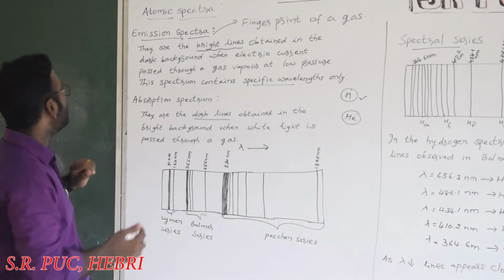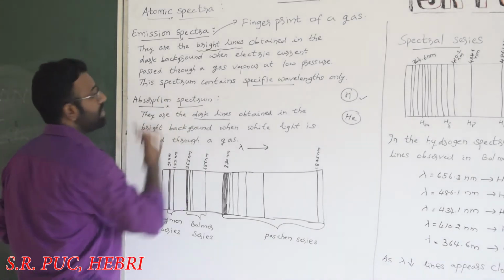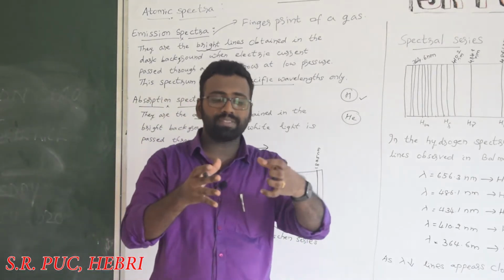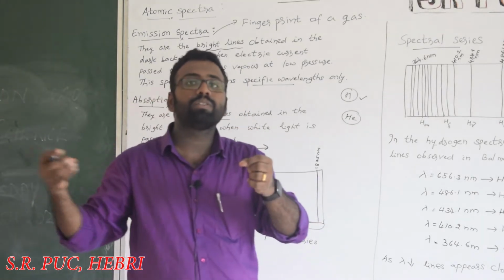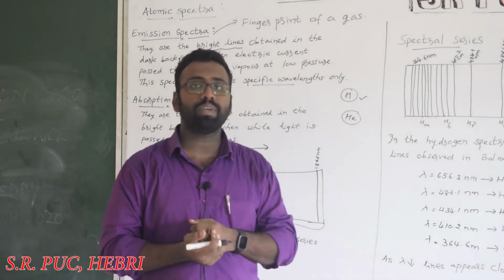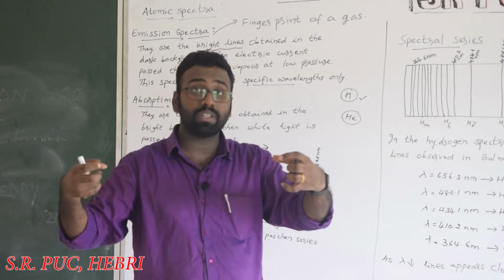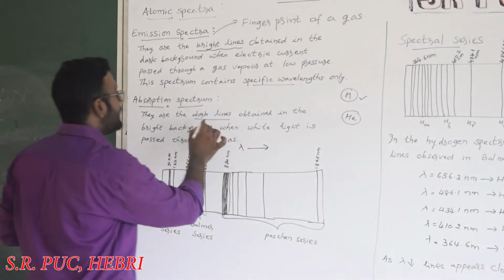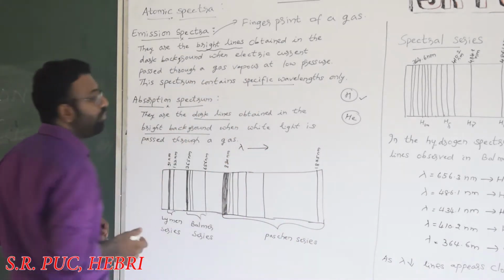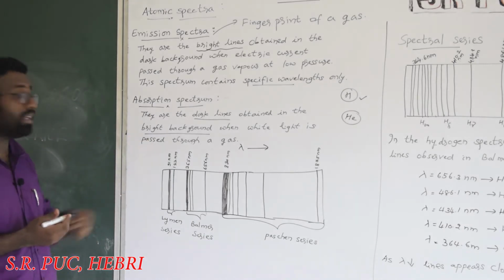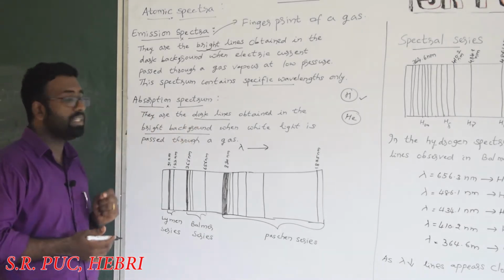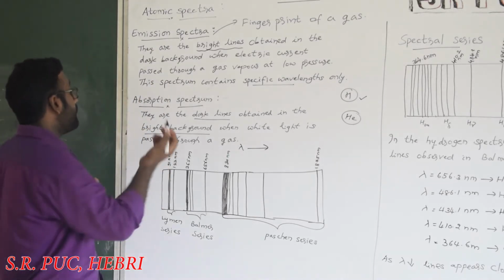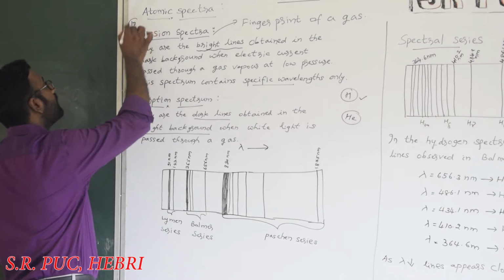We have another type of spectrum, which is the absorption spectrum. The absorption spectrum can be obtained when we pass white light through a gas. An atomic gas is taken and we pass white light through it. Then we obtain dark lines in the white bright background. That is known as absorption spectrum. These are the two types of spectrum which may be asked for 1 or 2 marks, maybe a 1 mark question.